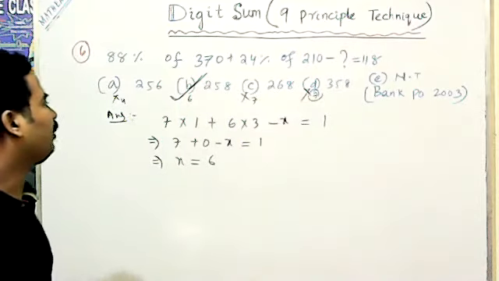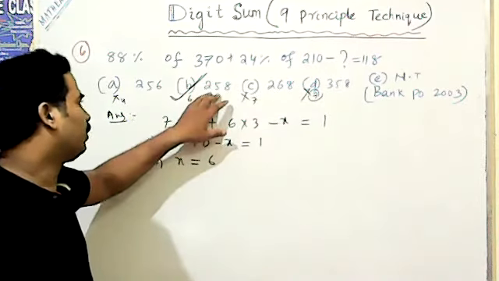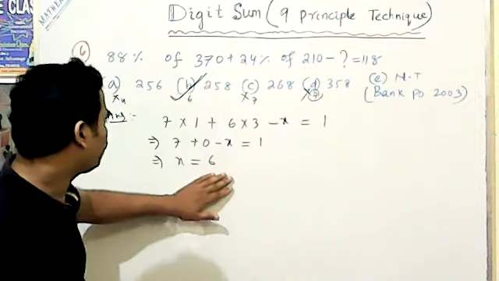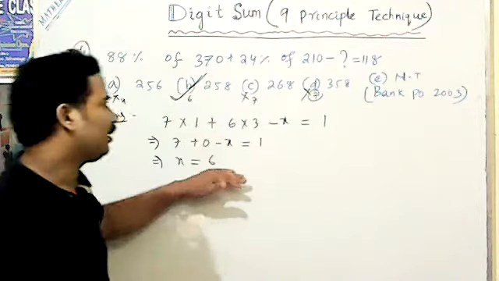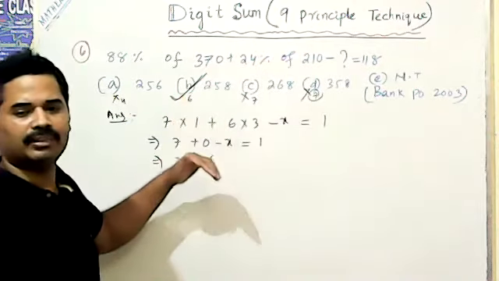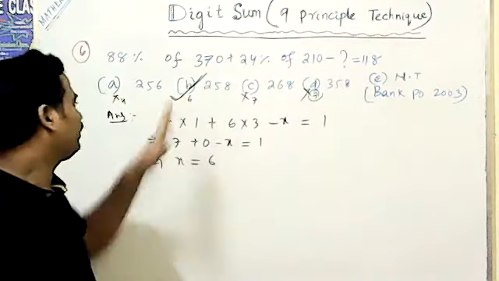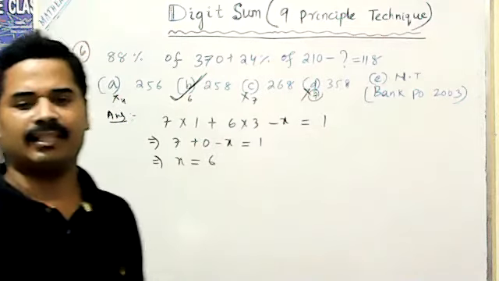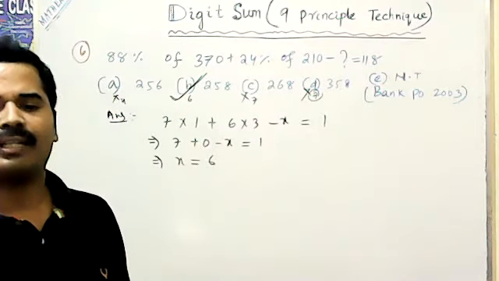This option is correct because this digit sum is equal to 6. You get the digit sum, that total digit sum is 6. इनका digit sum मिला था 6. ये option का digit sum 6 मिल रहा है. So that's why this B option is the correct answer.